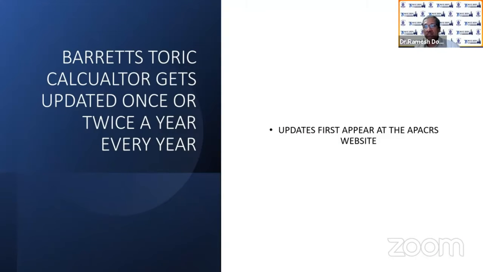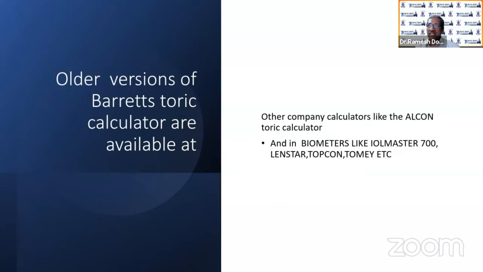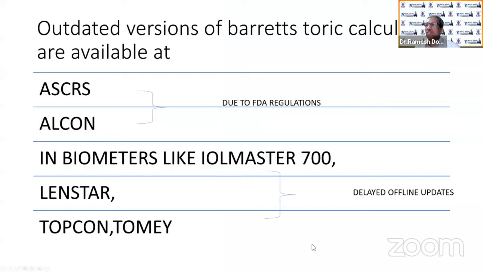Now, there are various versions of the Barrett's toric calculator, and they are updated once or twice a year, and the updates first appear on the APACRS website. The older versions are found in company calculators like the Alcon toric calculator, in the IOL Master 700 that some of us have, or the LensStar that we have. So we have the older versions because of delayed offline updates. We don't update our offline calculators.